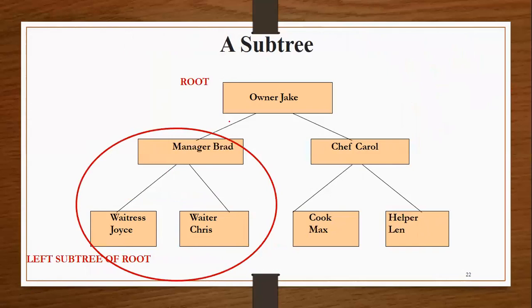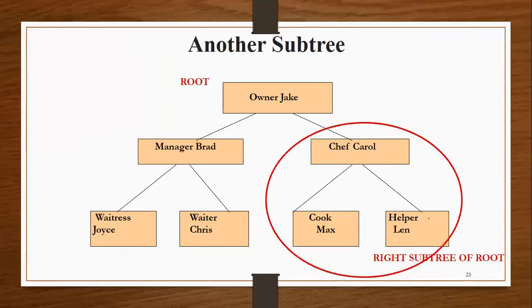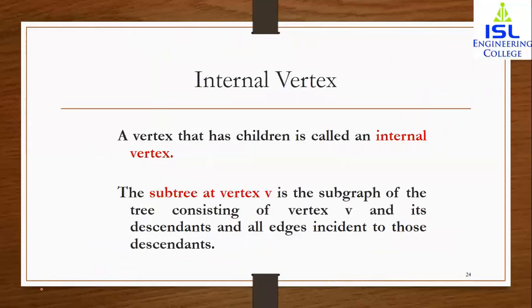Now from the root, the left side of the tree is known as the left subtree of the root, while the right side is known as the right subtree of the root. The entire thing is a tree, so some part of the tree is taken as the subtree. So if I take the right side, then it is the right subtree of the root. After that, we have the internal vertex. A vertex that has children is called an internal vertex.